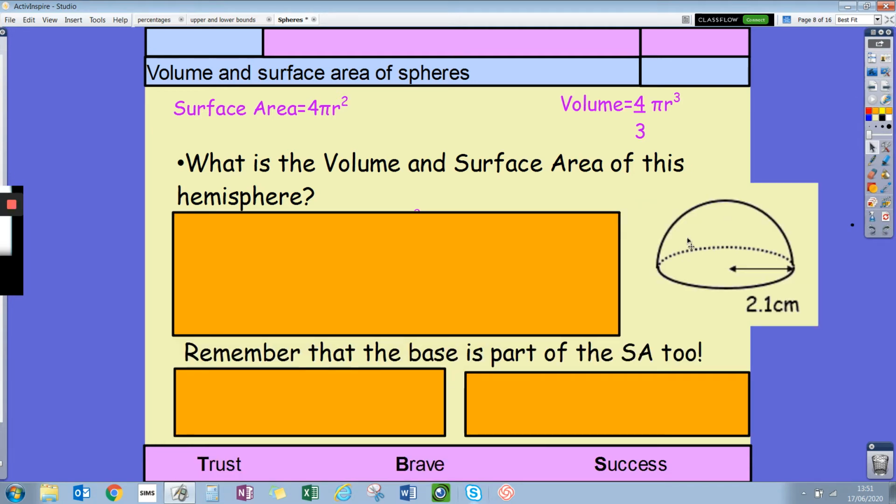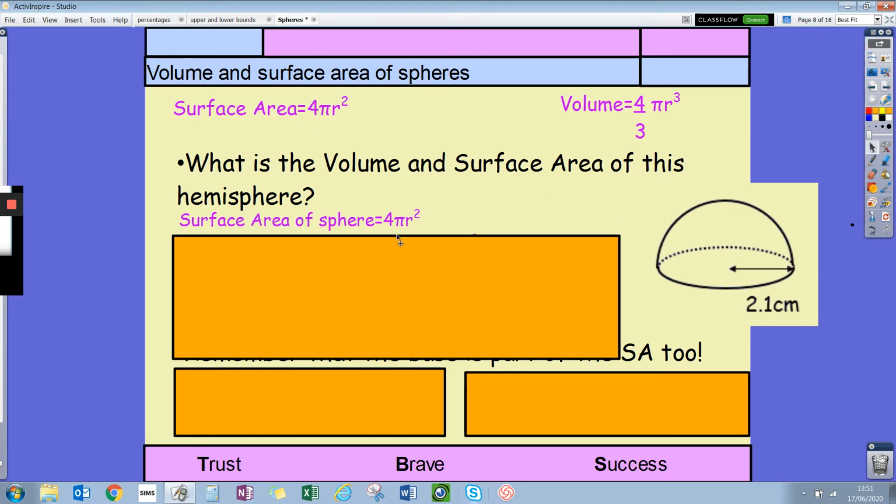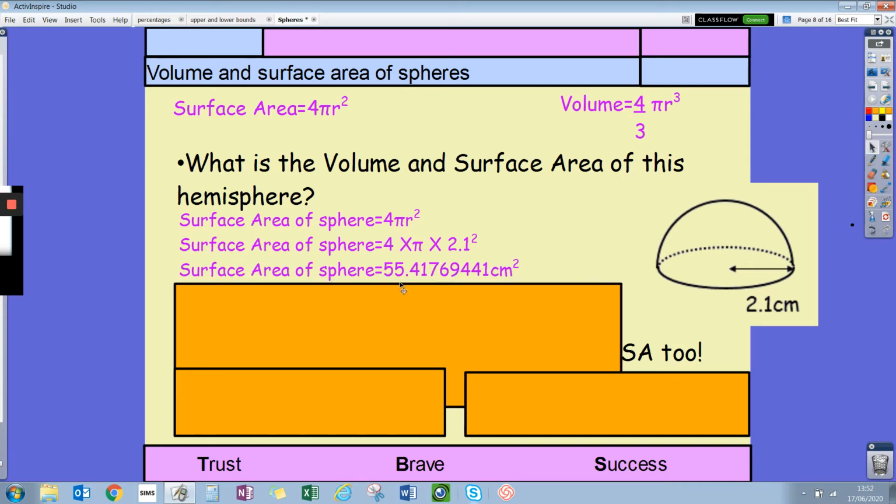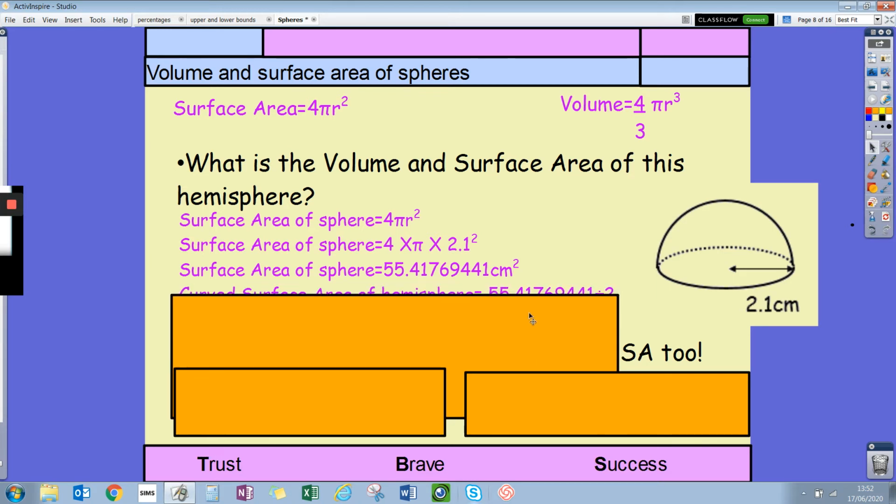So now we're going to look at the surface area of the hemisphere. If we imagine the full sphere is there and we calculate the surface area, we do 4 pi r squared, which is what we're going to do. We're going to do 4 times pi times 2.1 squared. Pop that in your calculator and you get 55.417694441. I haven't rounded it because I haven't finished the question yet, so I've left it in my calculator. So that's the surface area of the full sphere.